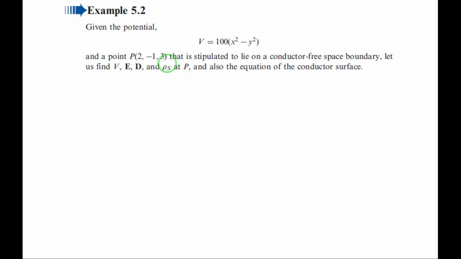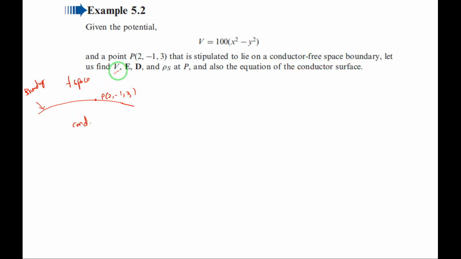Okay, we'll solve a few numericals. The potential field V is given as 100 times x square minus y square, and a point P, 2, minus 1, 3, is stipulated to lie on a conductor to free space boundary. Let me take this as the conductor to free space boundary. Let me assume that the conductor is below and free space is above. This is just a rough diagram, not exact. Point P lies somewhere here, 2 comma minus 1 comma 3. It is lying on the boundary.